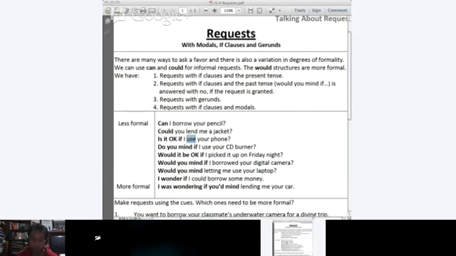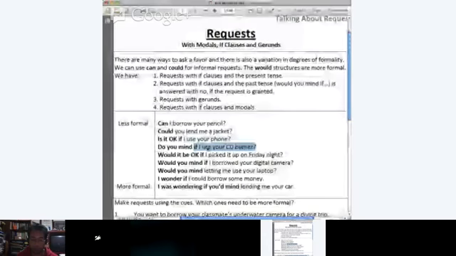Okay, what about the next one? Do you mind if I use your CD burner? It's very polite. We use an if clause again. It uses an if clause again: if I use your CD burner. It's type number 1 again. It's an if clause, and it's still the present tense. But we're making it a little bit more formal by saying, do you mind, instead of, is it okay?